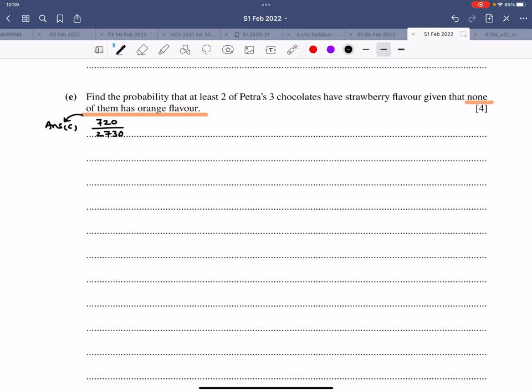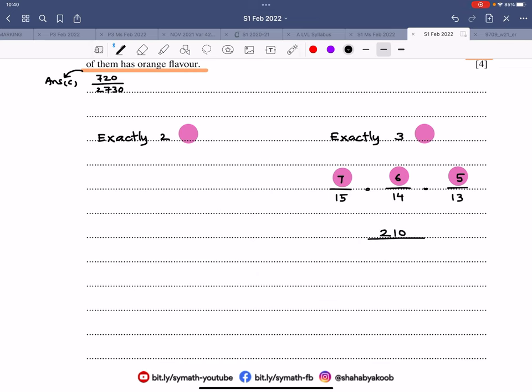So exactly 2 strawberry and exactly 3 strawberry. Exactly 3 strawberry is very simple. That is 15 and 14 and 13, and 3 strawberries goes at the top, 1 and 2 and 3. So that is how much? That is 7 into 6 into 5. So 6 into 5 is 30, 30 into 7 is 210. So this is 210 over 2730. And let me double check once more. That is 15 into 14 into 13, that's 2730. Now, why am I keeping it in raw form? You will find the result at the very end.